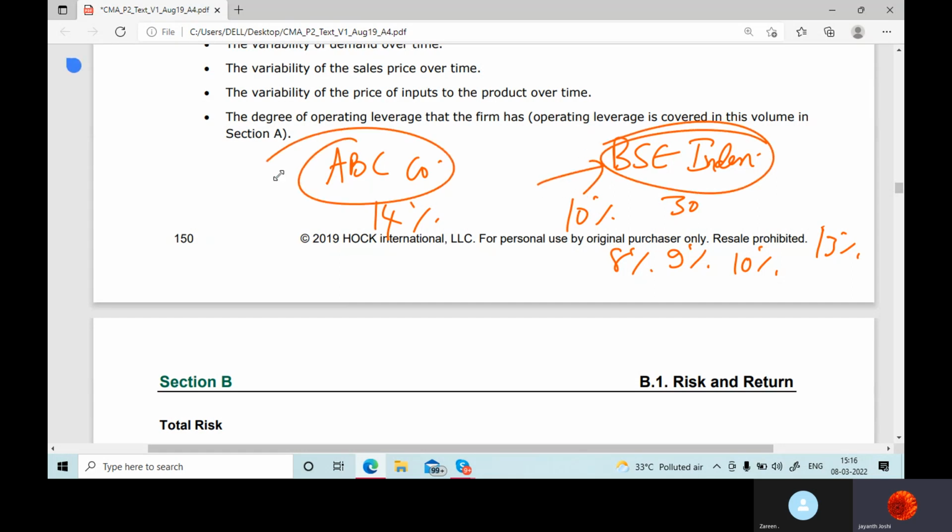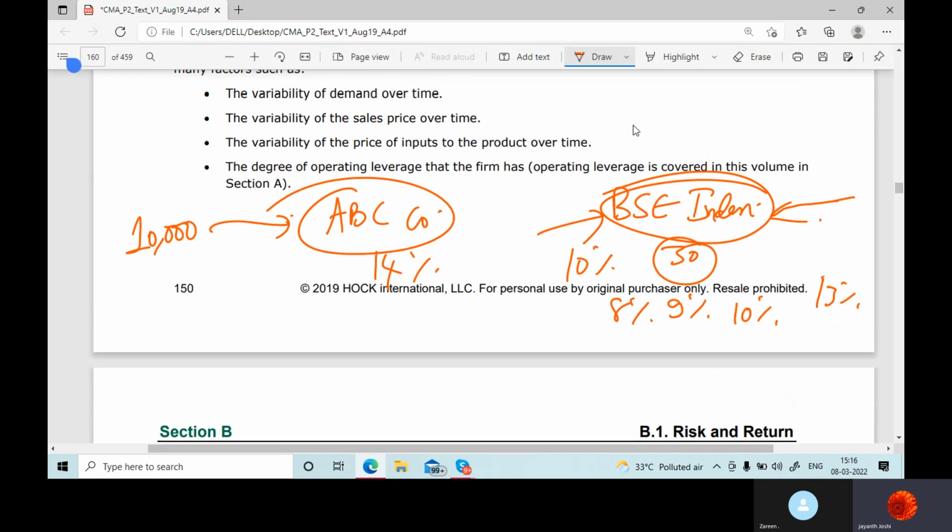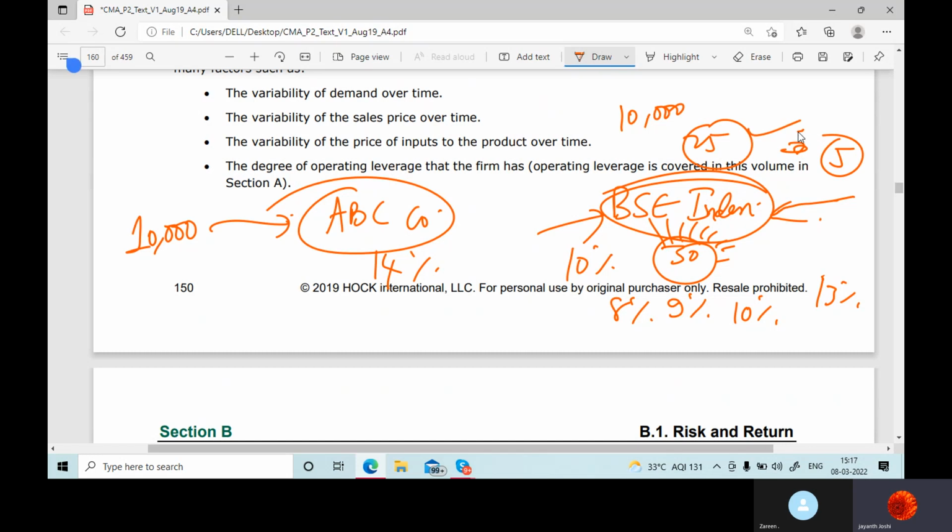Why? Because the BSE index is a combination of all 30 companies, and your investment gets diversified. If you invest 10,000 in one company, your 10,000 goes directly into that company. But if you invest in the index, your 10,000 is divided amongst 30 companies. So if 5 companies are not performing well, 25 would perform well, and you would get average returns of 10%.